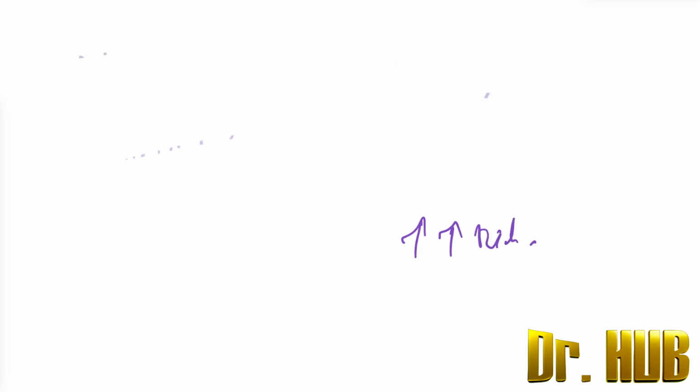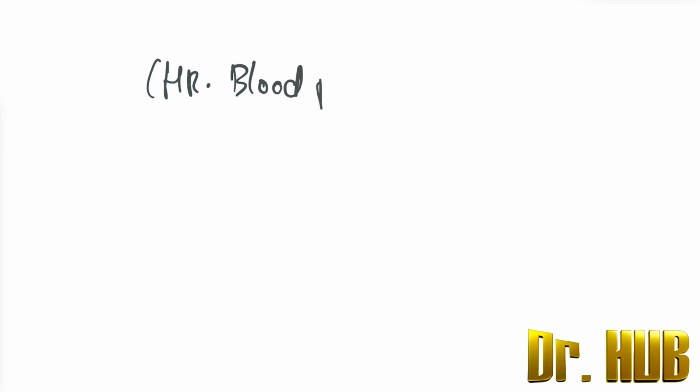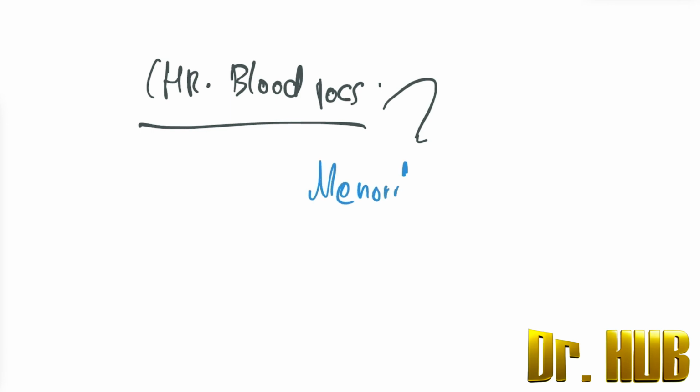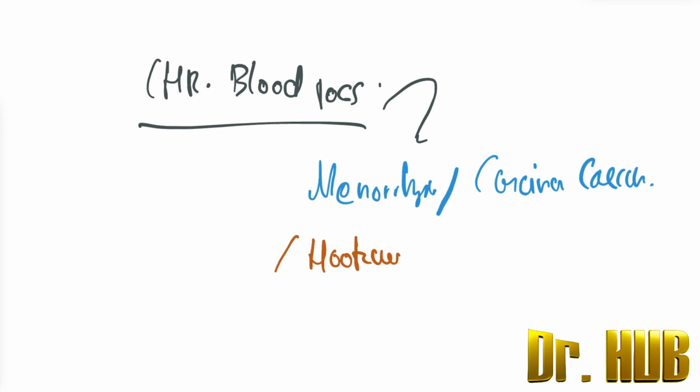Lastly, in terms of the causes of iron deficiency anemia, there is chronic blood loss. By chronic blood loss, we refer to menorrhagia. It may also be due to carcinoma of the cecum, as well as hookworm infestation.